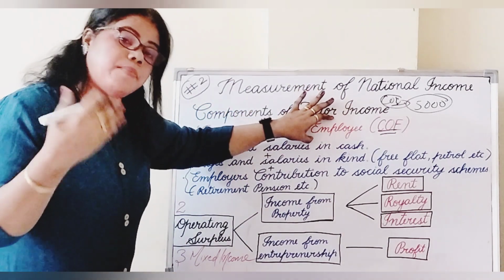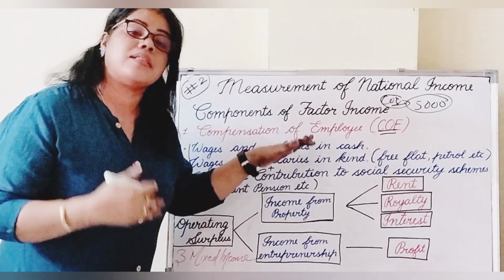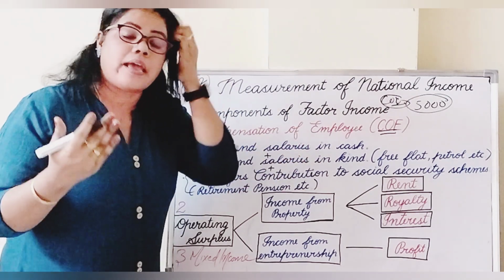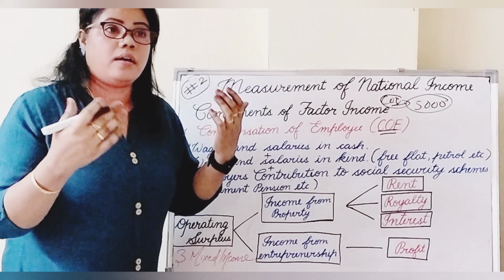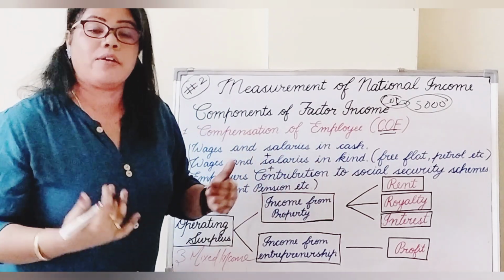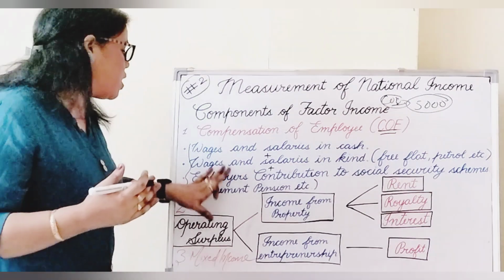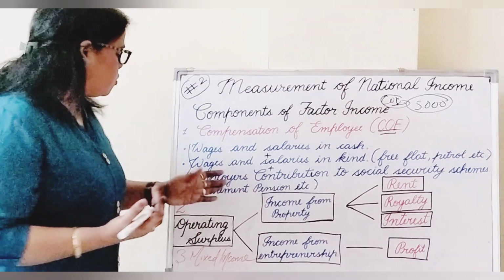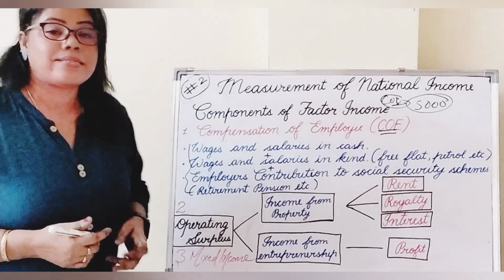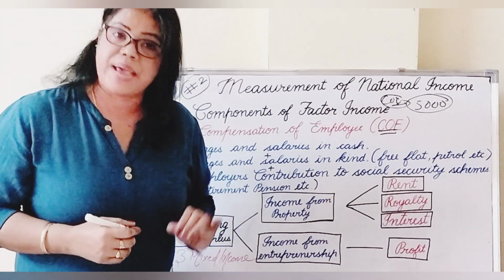Compensation of employees can be given in the form of wages and salaries in cash, and wages and salaries in kind, which means other perks, facilities such as accommodation or some other facilities such as a free flat, petrol, conveyance facilities. These can all be provided by the economy. These all come under factor service charge. Understand? So the third element of compensation of employees is employees' contribution to social security scheme, for example, retirement pension. Understand?